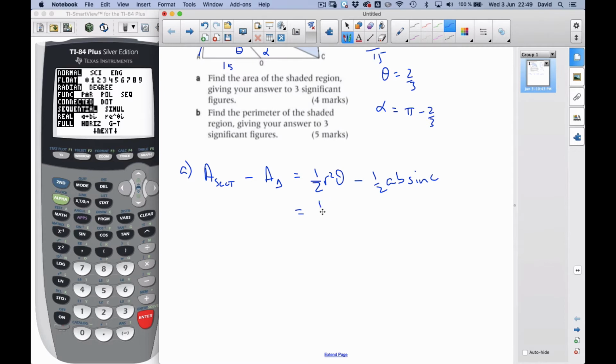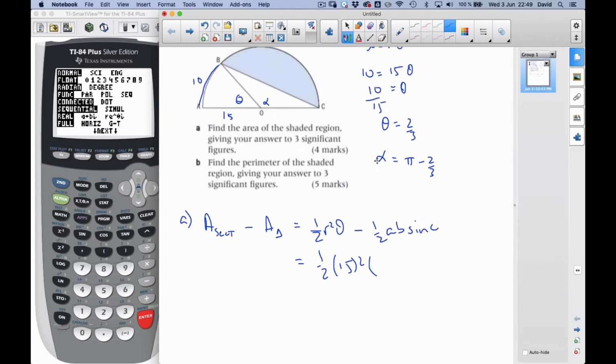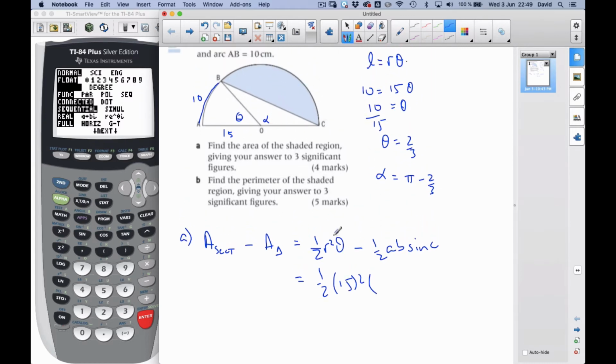And so I know it's half, my r is 15 squared. Theta, well, this theta is really alpha in this case. So alpha is pi minus 2/3. Subtract a half, my radius is 15 times 15, and then sine the same angle, pi minus 2/3. And when I throw that at my calculator, I'm going to make sure I'm in radians.